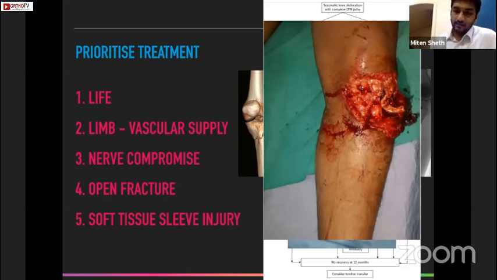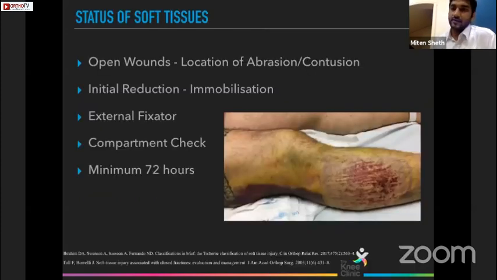The fifth thing that we're looking at is a soft tissue sleeve injury. And you can categorize these according to the Schatzker classification or have your own way to look at them. But you're looking at the location of the abrasion or the contusion. If there is a dislocation, then you want to keep it reduced. If you suspect that the soft tissue injury is really massive, then you're going to immobilize the limb. And if the knee is unstable or the soft tissue injury is really great, or there is an open wound or there's a neurovascular problem, you're going to put in a fixator.